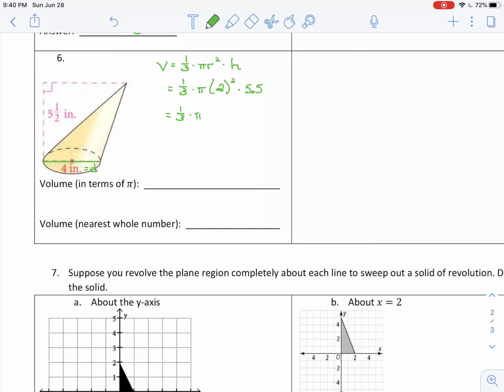Okay, so I'm going to take 2 squared times 5.5, and I'm going to get 22, a number not divisible by 3. So when I try, I get a decimal. 1/3 of 22 is 7.3. So we'll just use that as our in terms of pi answer. And if I actually multiply that out, I'm getting about 23.